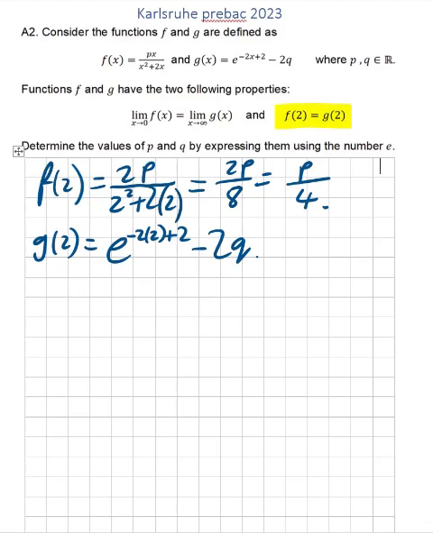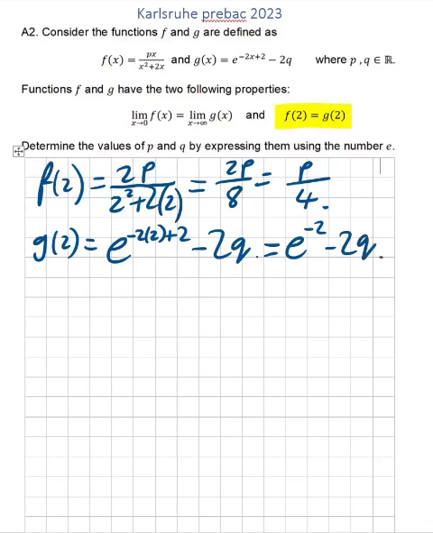Now, you'll notice that I'm filling in for my x here every time, right? I'm not doing too much in my head. I'm showing every single step. The main reason that I'm doing that, to be absolutely honest, is to avoid me making mistakes. It's not even that an examiner necessarily expects to see it all, although it's better, but mainly it stops me making foolish mistakes. So for my g of 2, I've got e to the power of minus 4 plus 2, which would be e to the minus 2, and then my minus 2q, that stays.